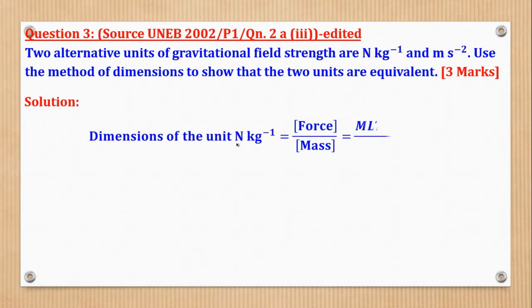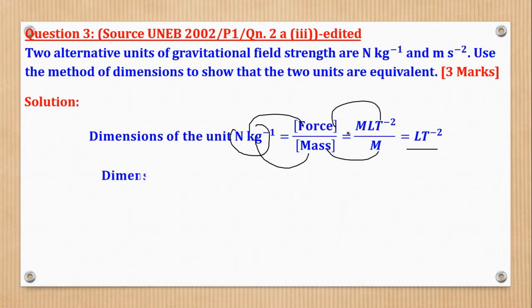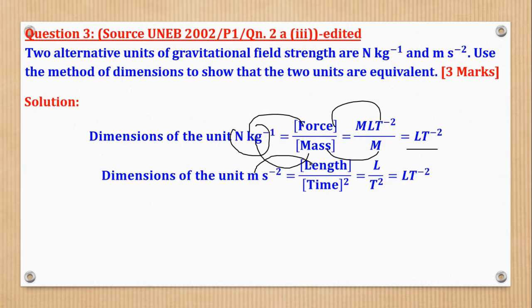So the dimensions of this unit, Newton is force, kg is mass. So force is that, mass is that, to give you this. Then the dimension of meter per second squared, meter is length, per second squared is time squared, which gives this. So they are the same.